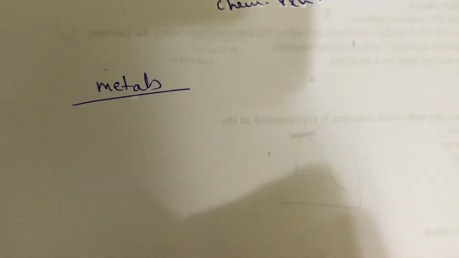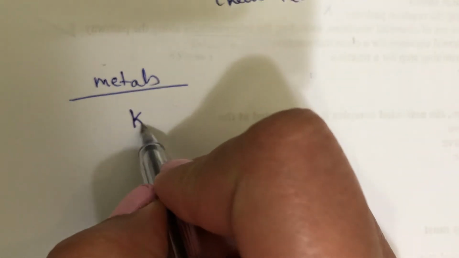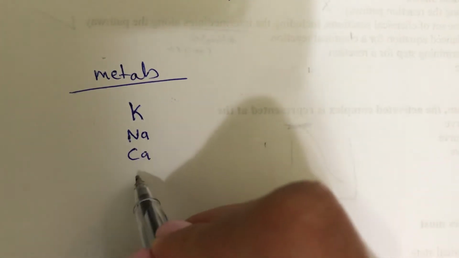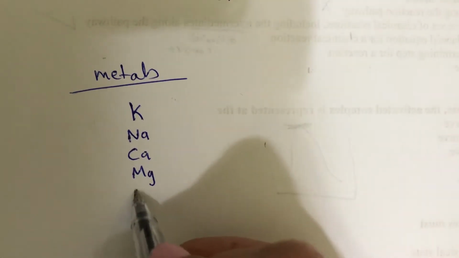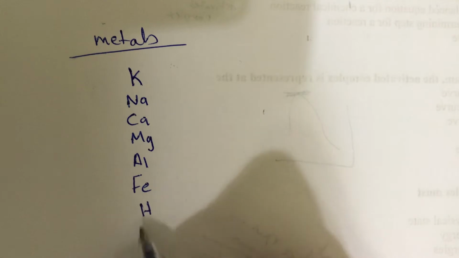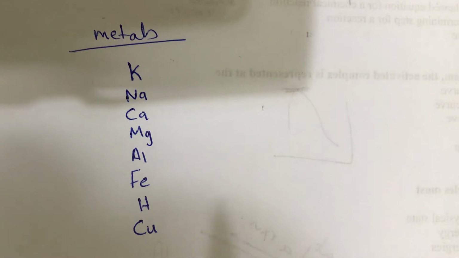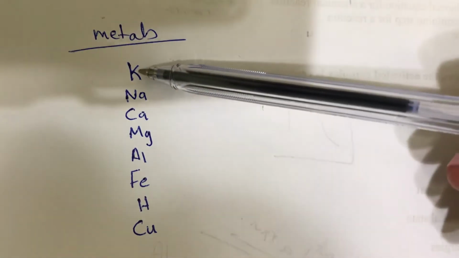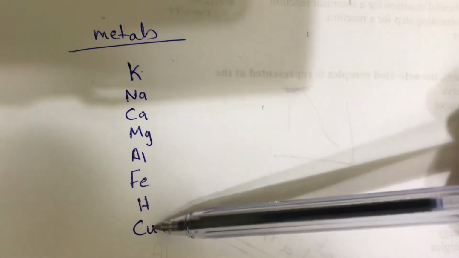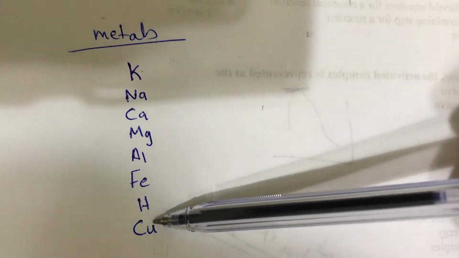So the most reactive element is at the top of the series, here potassium, sodium, calcium, magnesium, aluminum, iron, hydrogen, and copper. So here you have to know the element at the top of the series is the most reactive element, and the element at the bottom of the series is the least reactive element.